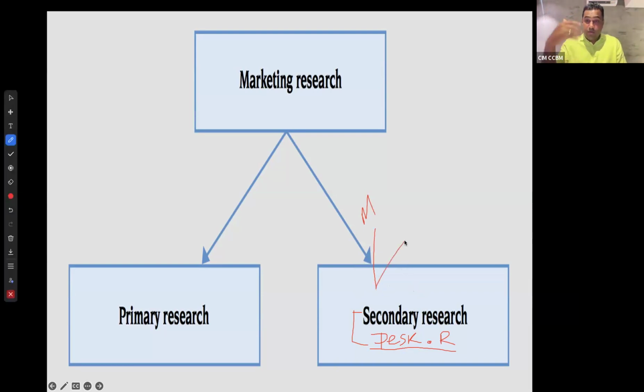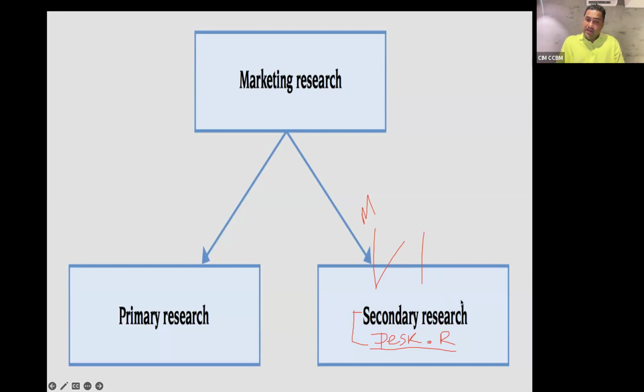Finance department has the annual report, profit and loss account, cash flow statement. They have a lot of records. HR department has a lot of data about the labor. Then production, manufacturing, all those departments have a lot of data about the operation. IT has also some data about online transactions and call center data. So these are all internal forms of research.